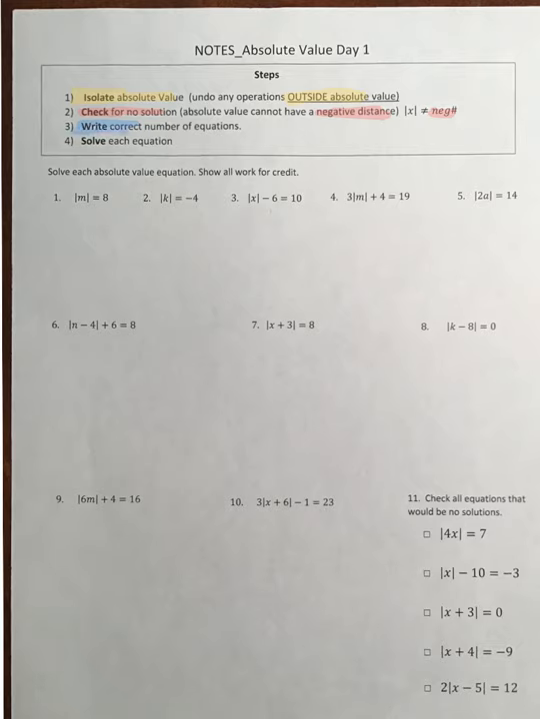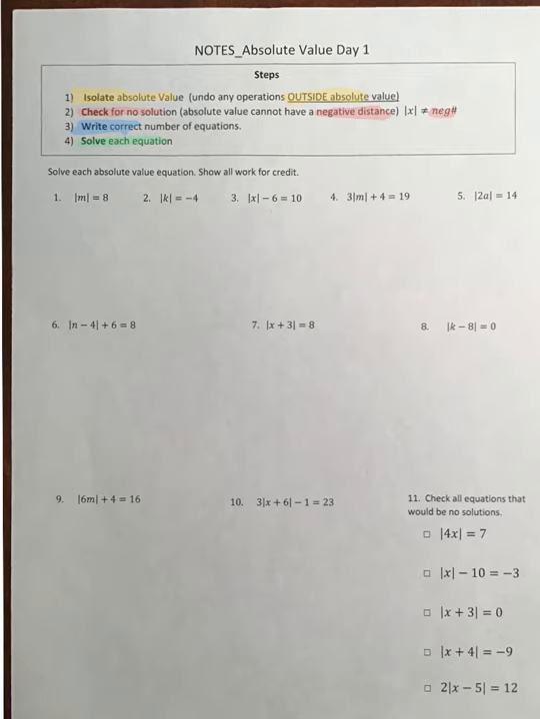And then obviously step three is to then solve those equations that you just wrote. So let's look at problem number one. In problem number one, the absolute value is already isolated. There isn't anything outside of it. And you might be going, I don't get what you mean. Well, let's look at example number three.